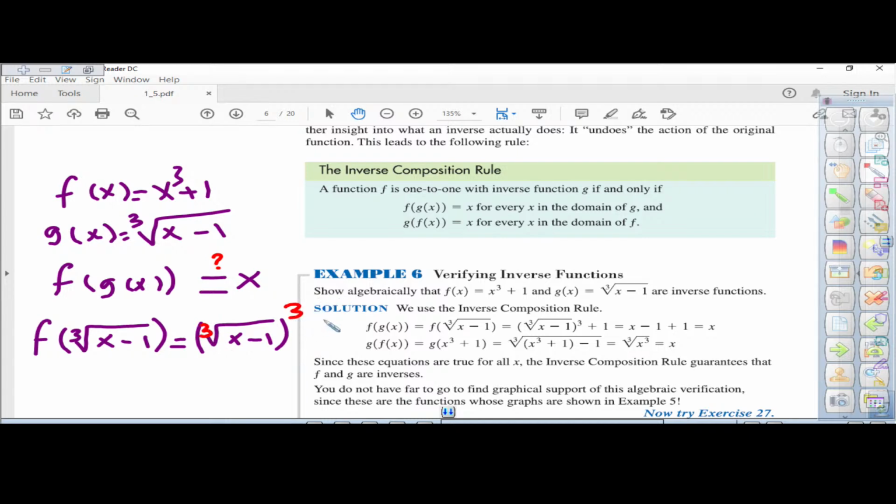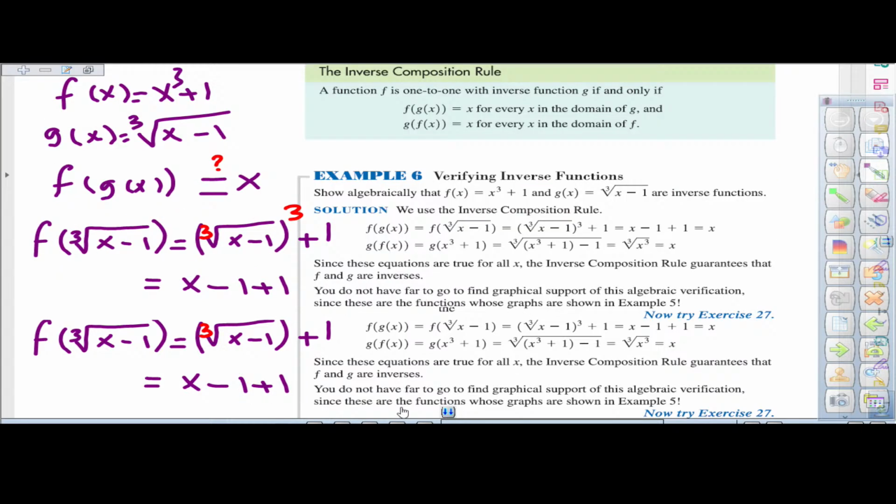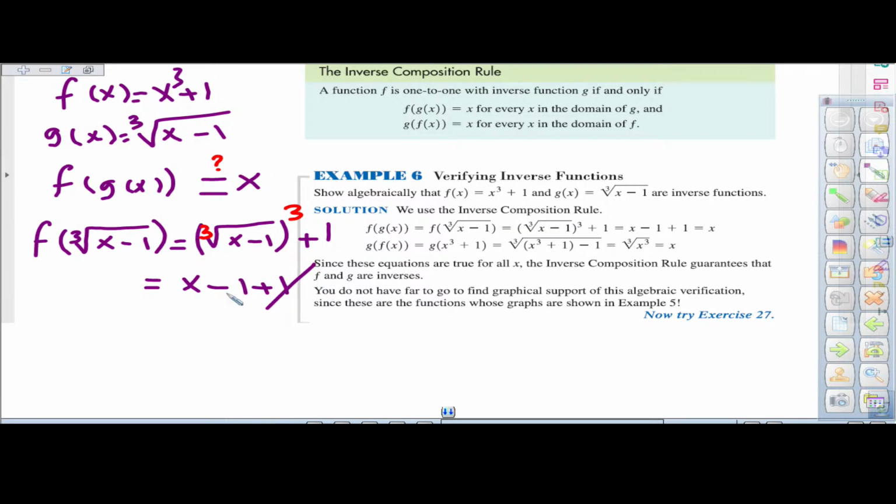What did we say about cubing the cubic root? What does that do? It cancels them out. So you're going to basically end up with x minus 1 plus 1. Now these two are going to go bye-bye, leaving you with x. Well, that's a big happy face. That's a good start. We're like 50% done. Let's test the other side now.